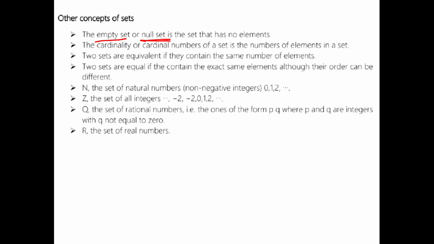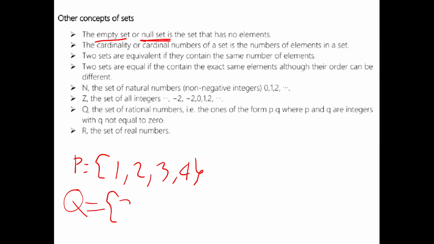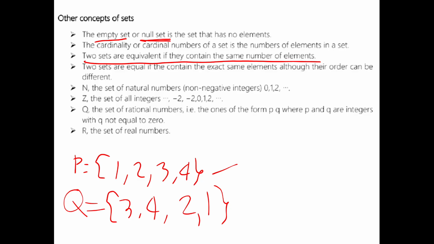So two sets are equivalent if they contain the same number of elements. So for example, we have 1, 2, 3, and 4. And then we have another set. Two sets are equivalent if they contain the same number of elements. So for example, 4 elements in P and then 4 elements in set Q.